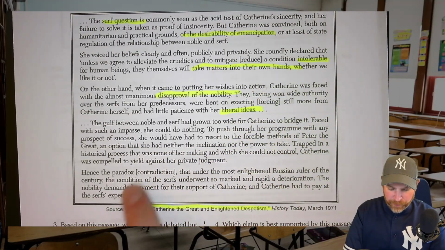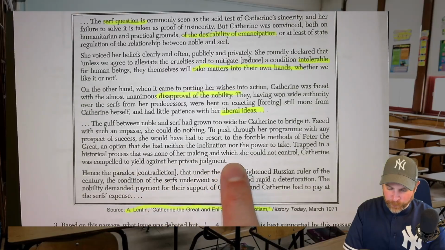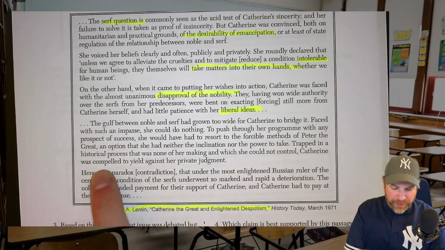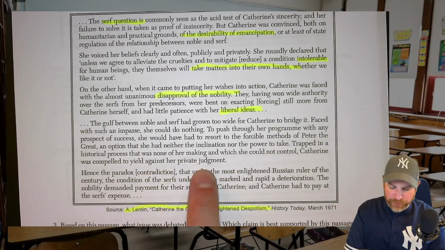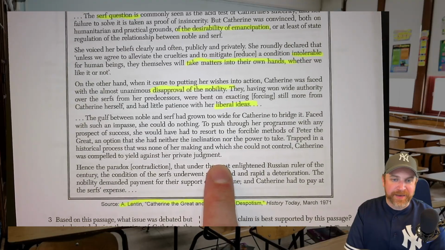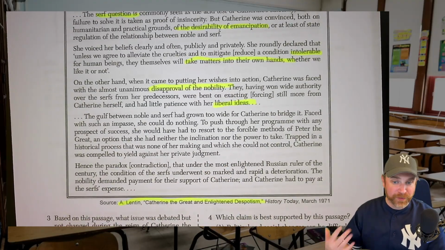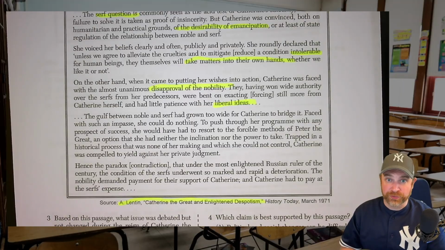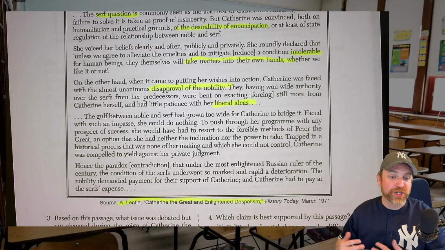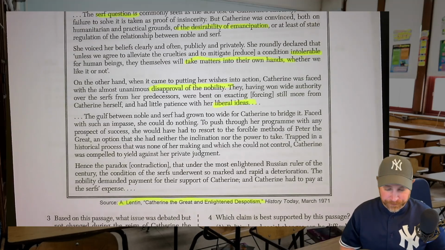Trapped in a historical process that was none of her making and which she could not control, Catherine was compelled to yield against her private judgment. Okay, so she did not feel comfortable forcing the nobles to do what she said. I guess she thought maybe they had too much power and maybe they wouldn't be able to be controlled and maybe they would try to take Catherine down. So she kind of let it be, even though her gut says this is the right thing to do.